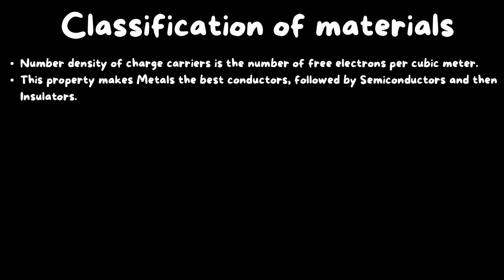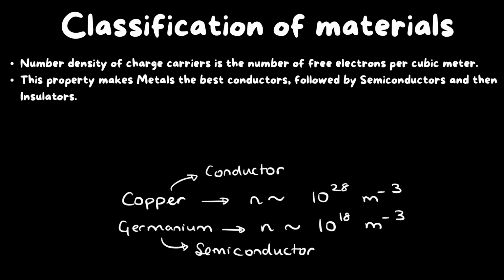For example, copper is a conductor where the number density is of the order of 10 to the power of 28 per meter cubed. Germanium, whereas, is a semiconductor with a number density of the order of 10 to the power of 18 per meter cubed. So you can see that semiconductors are not as good at conducting electricity because they have fewer free electrons per cubic meter compared to conductors such as copper.